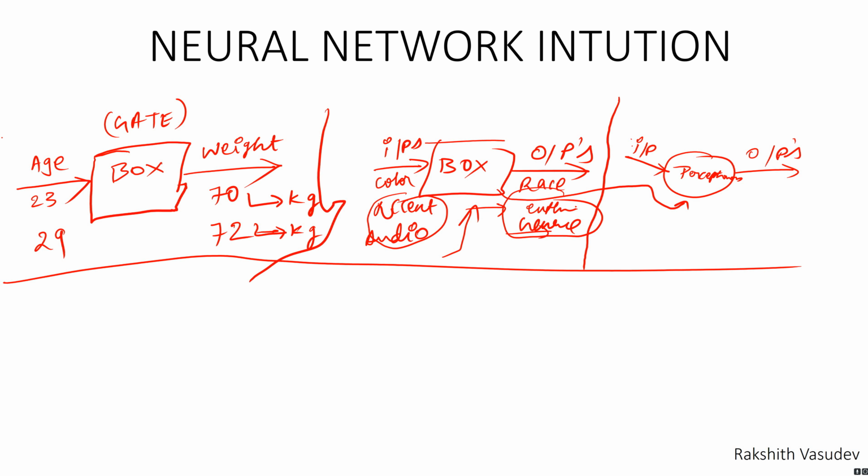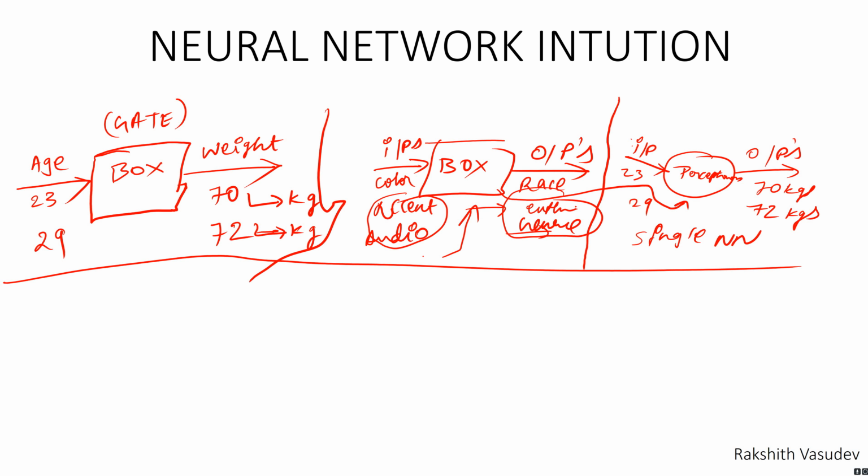You might ask me, okay Rakshit, how does this perceptron know that if my age is 23, my weight is 70 kgs, and if my age is 29, my weight is 72 kgs? Well, you don't have to worry about that right now. All you have to worry about is that this perceptron takes in a certain set of inputs and outputs values. So this perceptron is called a single neural network.